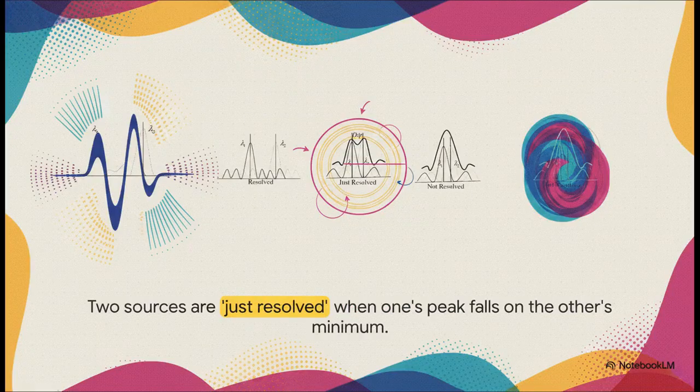So how do we know if we can tell them apart? Well, a scientist named Lord Rayleigh gave us the perfect test. Check out this diagram. On the left, those 2 points of light are clearly resolved. You can see 2 separate peaks. On the right, they're a total blur, just one big blob. But that picture in the middle, that's the sweet spot. That's what we call just resolved. It's where the main peak of one light source falls perfectly into the first dip of the other. Any closer than that, and they mush back into one.